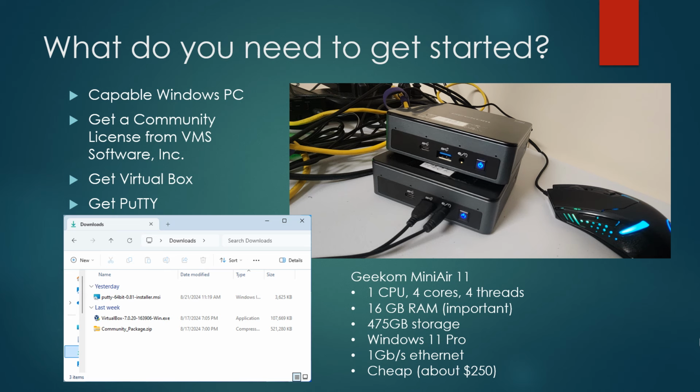So you need a Windows capable PC. The next thing you need to do is get a community license from VMS Software Incorporated. Get your VirtualBox software. I'll show you how to download that. And get Putty. Putty is the terminal emulator. It took me a couple tries until I figured out which one worked for me. So I've used Putty in other projects, again with Linux and Unix machines, so it should work just fine with the OpenVMS.